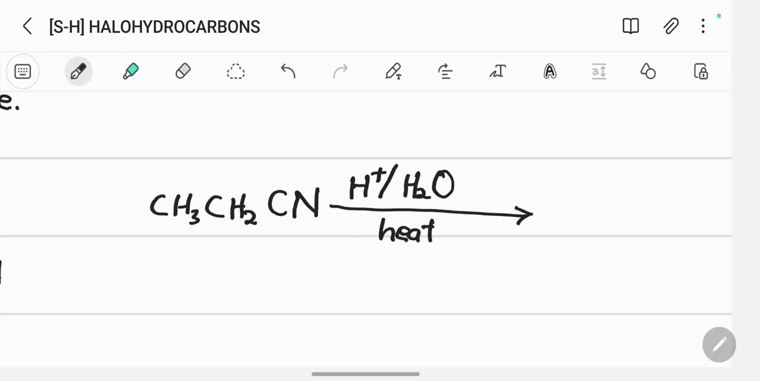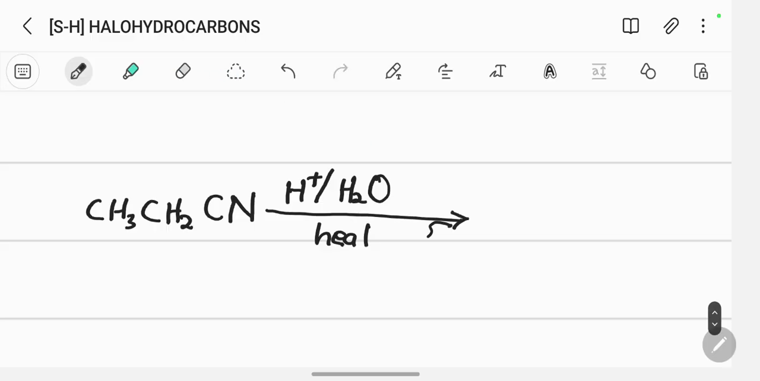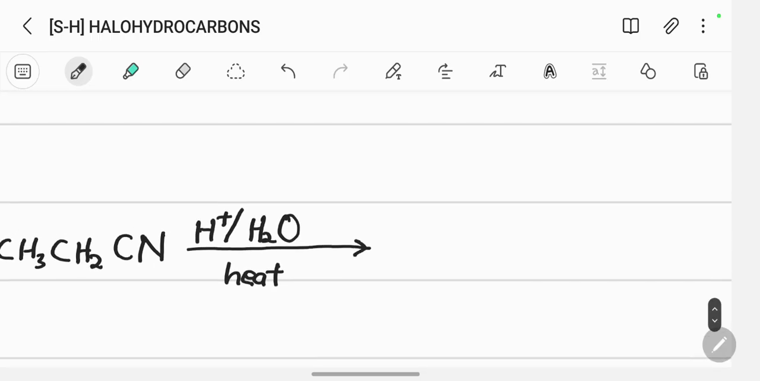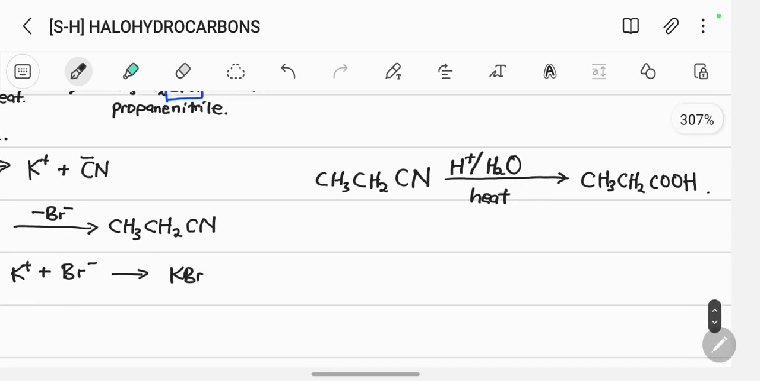So in this case, we have such a reaction of propanenitrile reacting with acidified water on heat. What does it give us? It gives us CH3CH2COOH, like that. So it gives us a carboxylic acid.